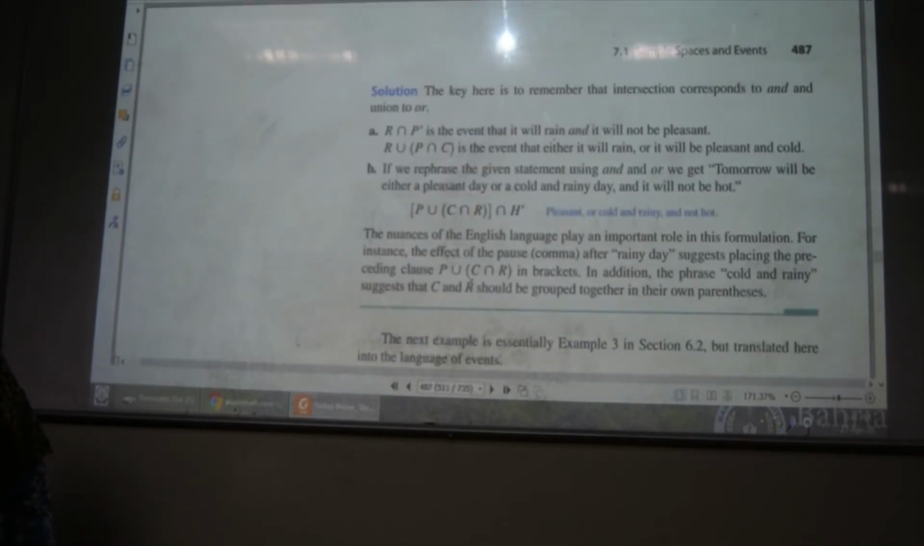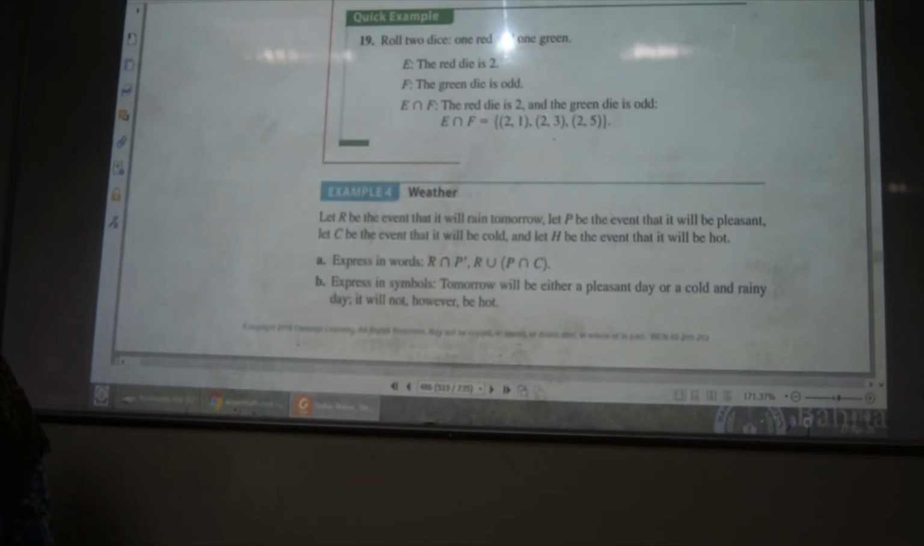And the weather example, I've given you a similar example. Please look into this. It shows that it would rain, or it would be pleasant. With pleasant it's P, rain is this. Then C will be the event cold, and H will be that it will be hot. So express in words: if I say that this is raining, it's probably not going to be pleasant, because it's P complement. And this is raining. Now, this is the intersection. And this is going to be for the union, raining or having pleasant and cold.